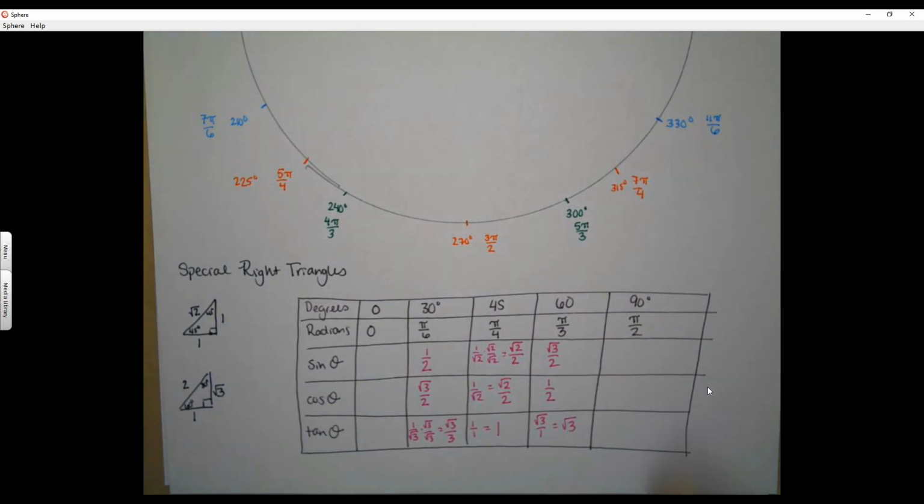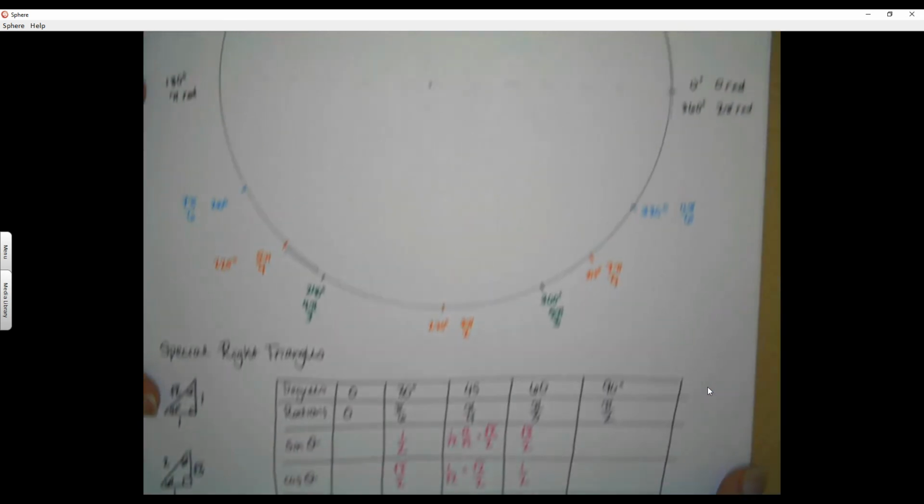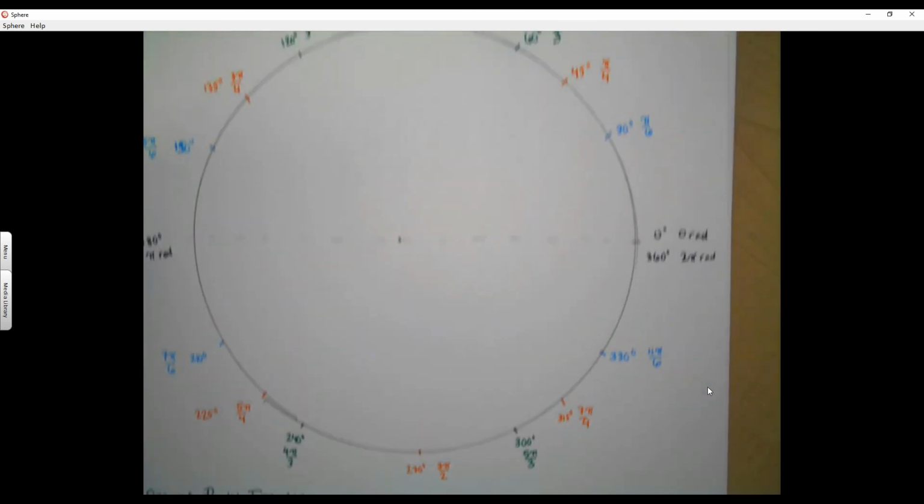But hey, I've got these other two columns here that we haven't talked about yet. And we don't have a special right triangle for a 0 degree angle. How do you make a triangle with a 0 degree angle? Well, it turns out that these actually relate back to our unit circle.